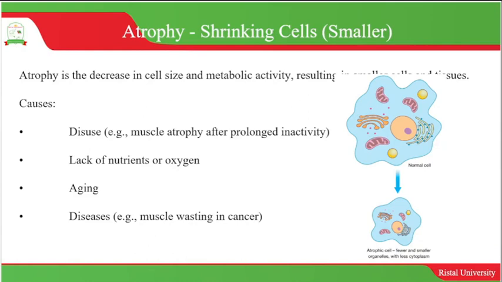And one of them is that some of them atrophy, they shrink, they become smaller, and we are saying atrophy is the decrease in size and metabolic activity resulting in a change in the size of the cell. And what may cause cell atrophy is disuse. For example, when muscles atrophy after a prolonged time of inactivity.